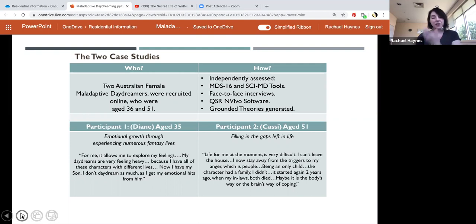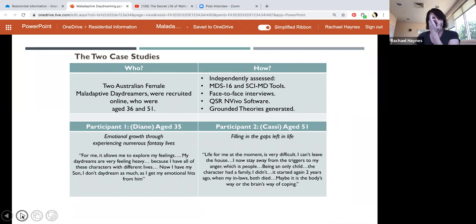So you can see she's talking about experience. The daydreaming was providing her with emotional growth because she was able to see situations from numerous perspectives and rewind and re-practice. And because she now has a son, she doesn't need to daydream as much. So her emotional growth comes from him.